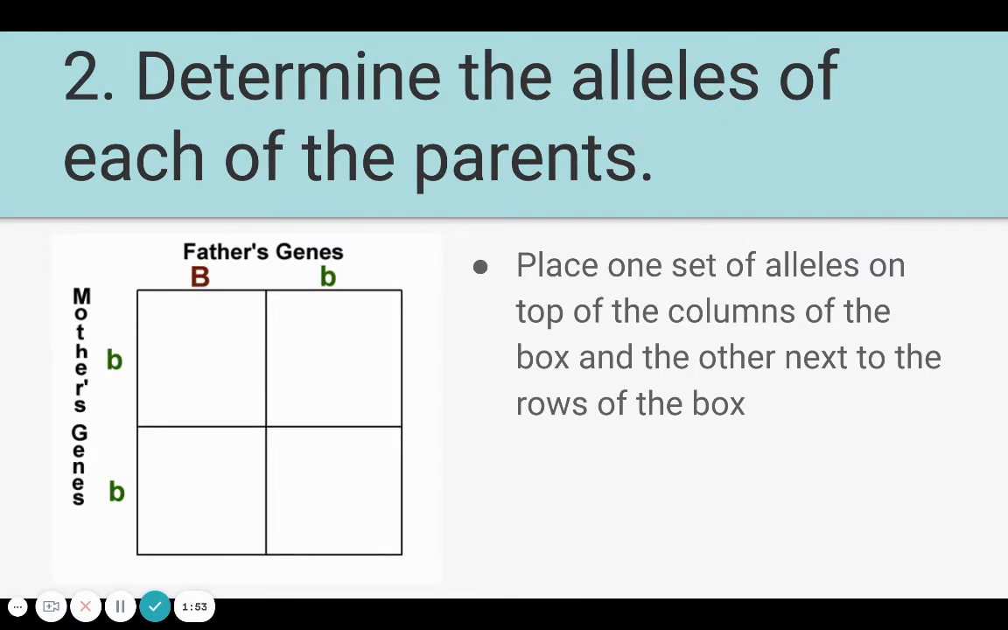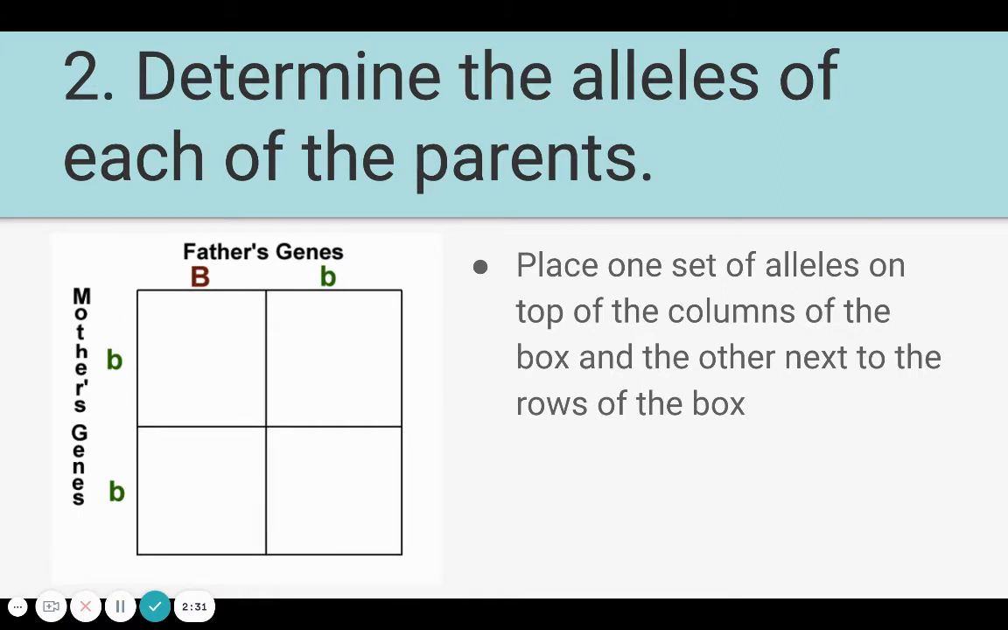For step 2, you must determine the alleles of each of the parents. Now, alleles, that is one of our vocabulary words that we talked about a little while ago. That is why it's very important to know the vocabulary words that we went over, because we're going to start using them in these Punnett square problems. And if you are not sure exactly what those mean, you're going to have a hard time. So it's important to keep reviewing those words and make sure you know what they mean.